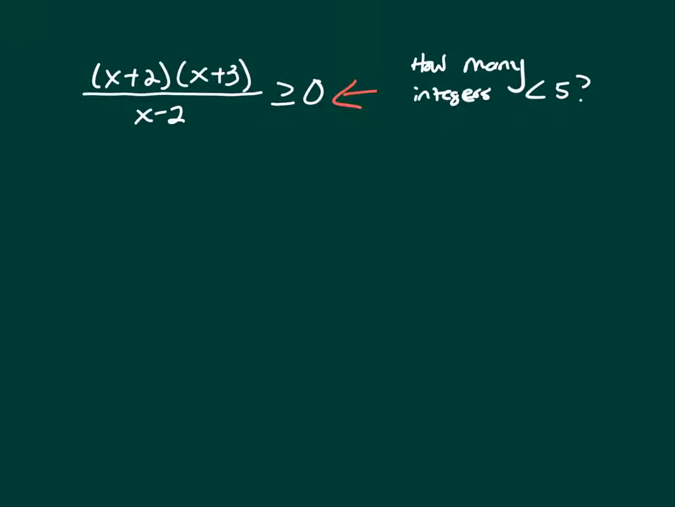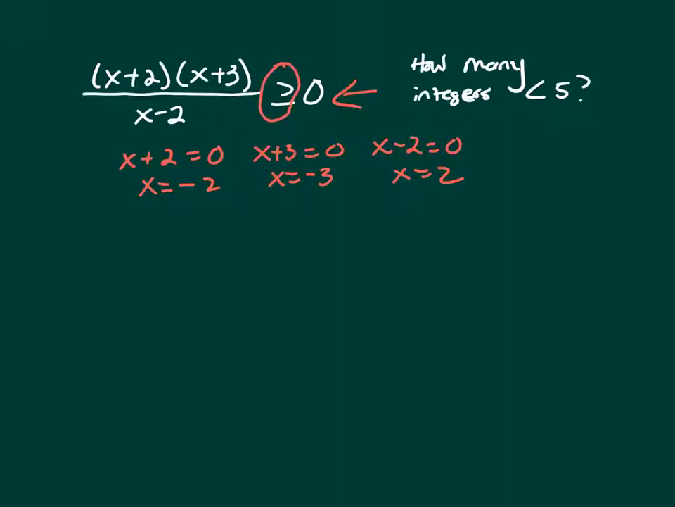But what you do is you take these factors. It's nice they went on and factored them for you. And you set them equal to 0. So x plus 2 is 0, x plus 3 equals 0, x minus 2 equals 0. So that means x equals negative 2, x equals negative 3, and x equals 2. So these values are actually the values of x that make it 0. So we're trying to figure out what values of x make this thing positive, greater than or equal to 0.